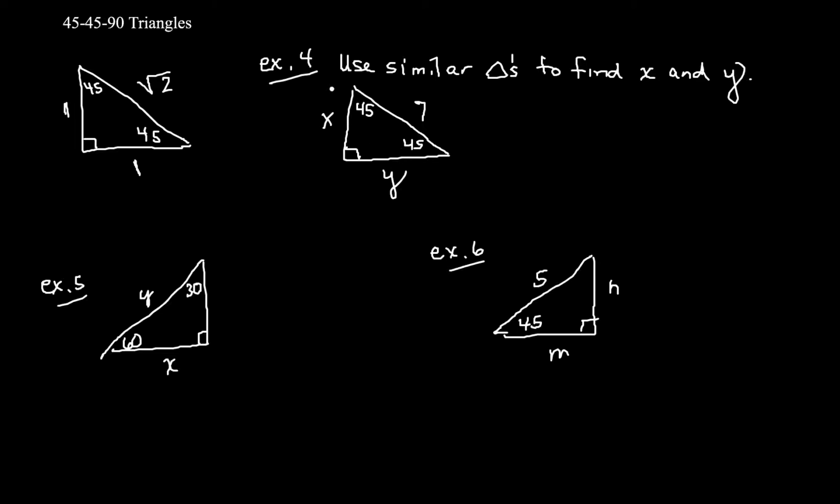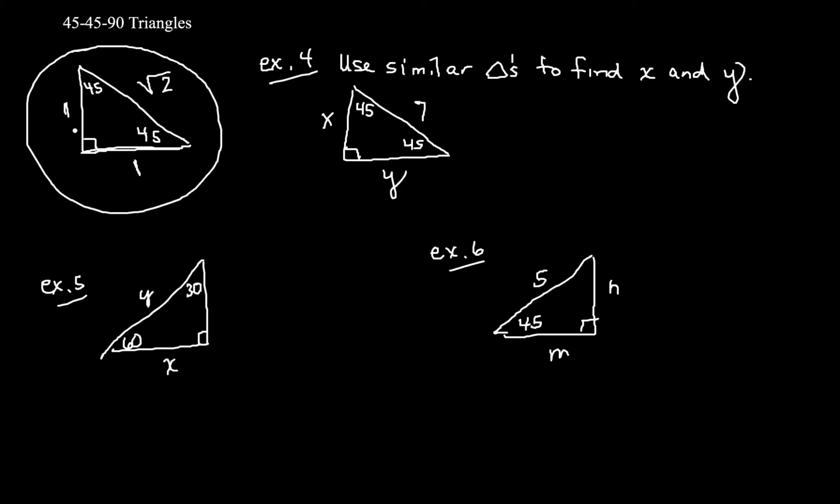This is what an example looks like. It'll say, use similar triangles to find x and y. So what you want to do is line your triangles up so that they're facing the same way. I put my 90 degree angle to the left like that. And then you can do ratios. Anytime you have the 45, 45, 90 triangle, you need to memorize this triangle right here. It's 1, 1, square root of 2.